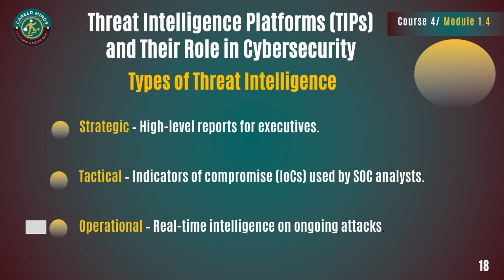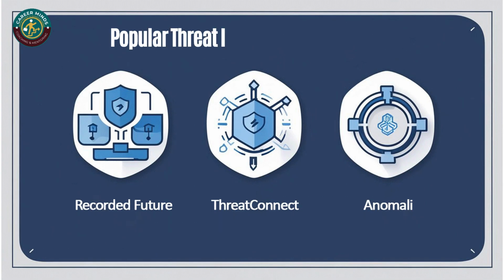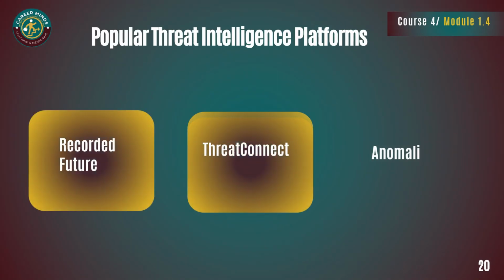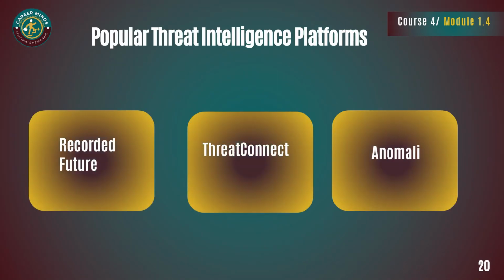So these are the three types of threat intelligence: strategic, which is high-level overviews for executives, used for planning for the most part; tactical, which is technical indicators like IP addresses and file hashes; and operational, which are details about current threats targeting your industry. Some popular threat intelligence platforms are Recorded Future, ThreatConnect, Anomali. Anomali is actually very popular.